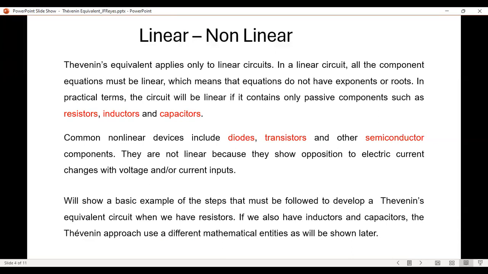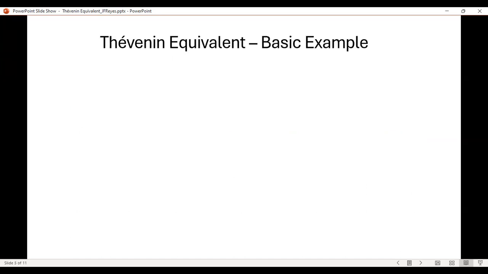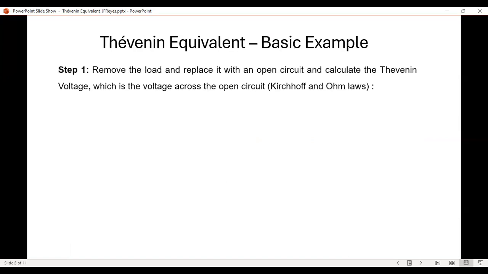Now, we'll show a basic example of the steps that must be followed to develop a Thevenin equivalent circuit when we have resistors. If we also have inductors and capacitors, the Thevenin approach uses different mathematical entities, as will be shown later. In step 1, we remove the load and replace it with an open circuit and calculate the Thevenin voltage, which is the voltage across the open circuit. In doing that, we use Kirchhoff and Ohm laws.